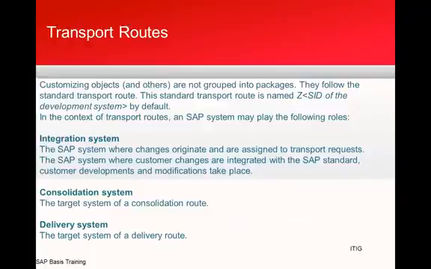Alright, so let's go to the transport routes. Here we will see the integration systems, the consolidation systems, and the target systems. The integration system is basically the SAP system where changes originate and are assigned to the transport request. It is the SAP system where customer changes are integrated with the SAP standard, and customer developments and modifications take place. The consolidation system is basically the target system of a consolidation route. And finally, the delivery system is the target system of a delivery route.